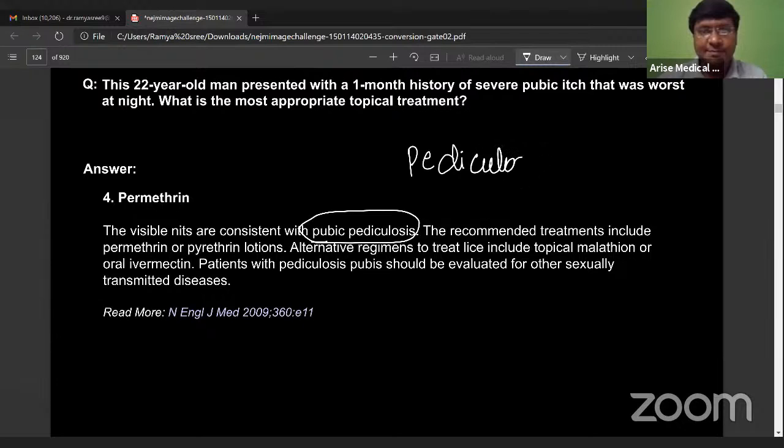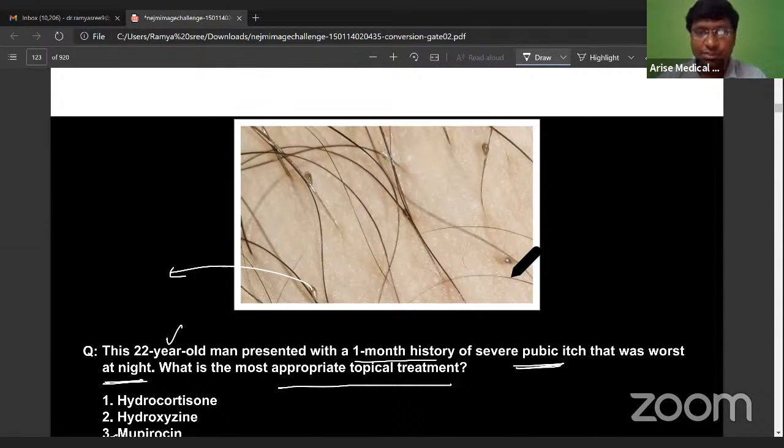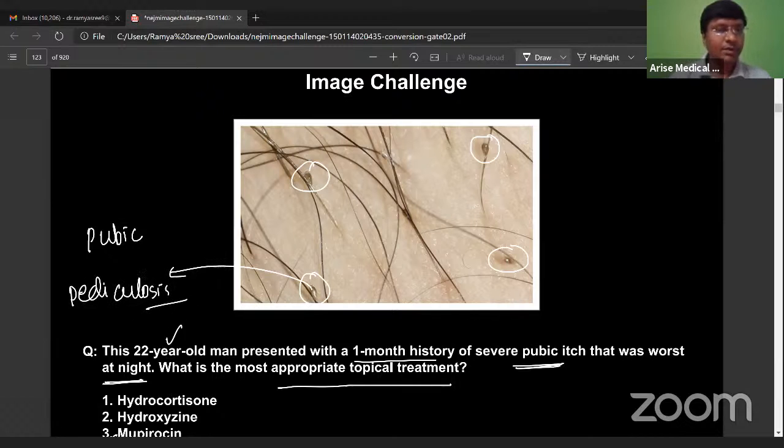Now, for this pubic pediculosis, you need to give permethrin. So the answer to this question is permethrin. This is your pubic pediculosis. These are your pubic pediculosis. Now we will move on to the next question.